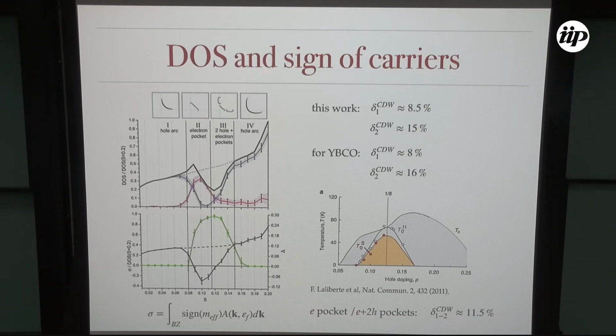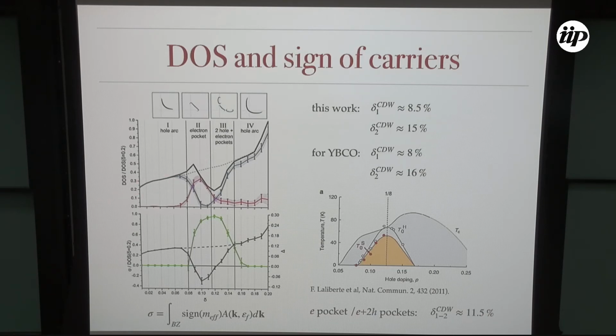The last slide is density of states and sign of carriers. We calculate the density of states at the Fermi level, and also we calculate the effective mass of the carriers at the Fermi level. To be honest, we calculate only the sign of the effective mass, because we do not have enough accuracy to calculate the effective mass itself. So we can calculate only the sign of it.